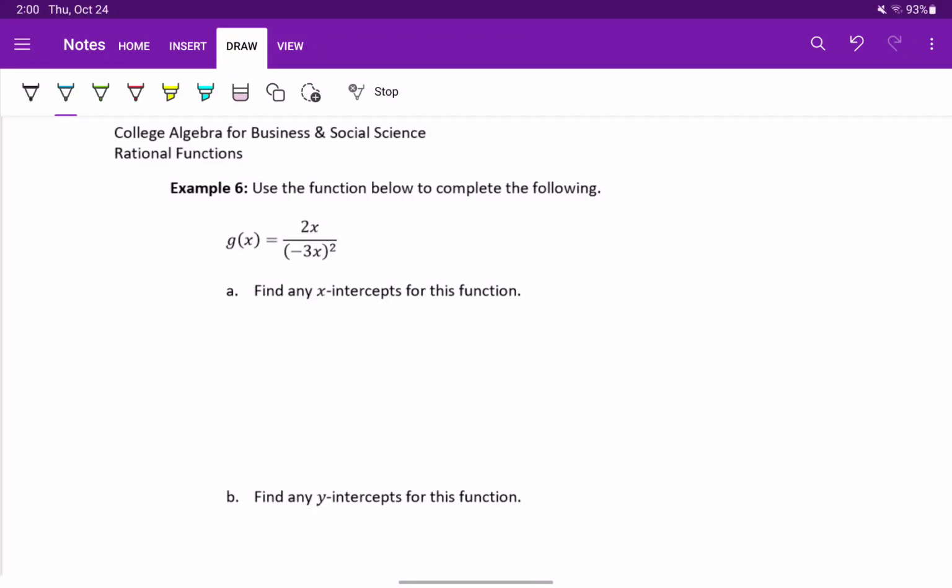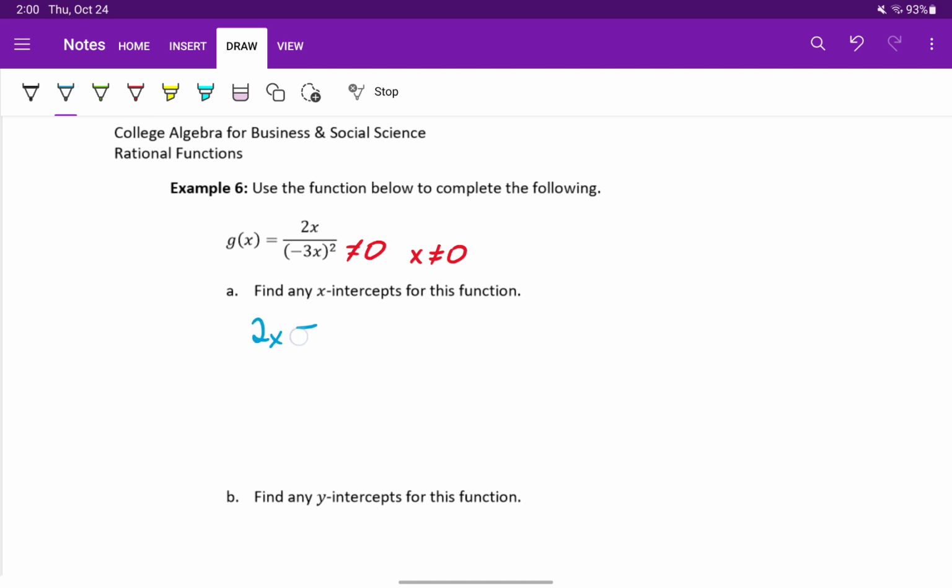We want to look at two more examples of finding intercepts for rational functions. We'll start off the same way, where we state that our denominator can't equal 0, and that would happen if x is equal to 0 in this case. So x cannot equal 0 is our one restricted value.